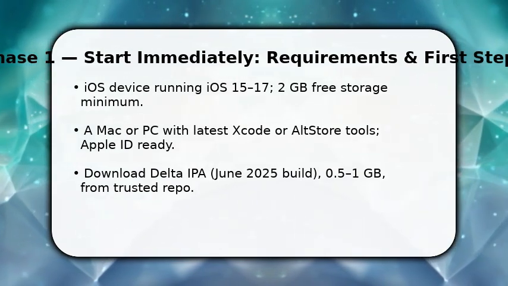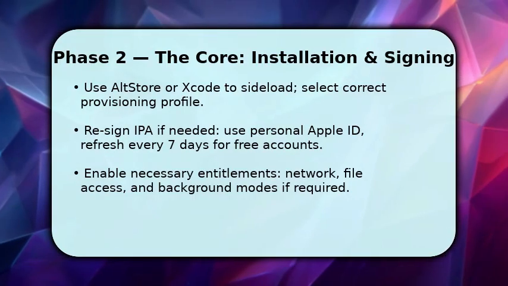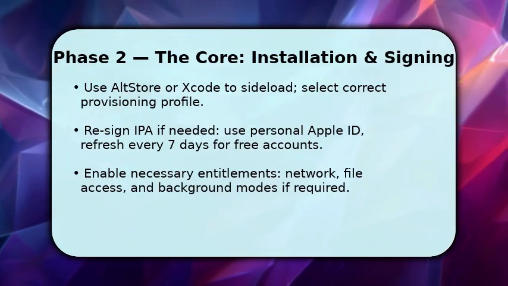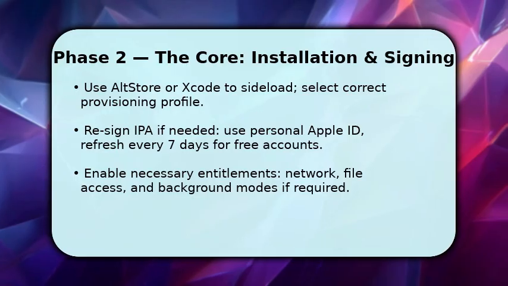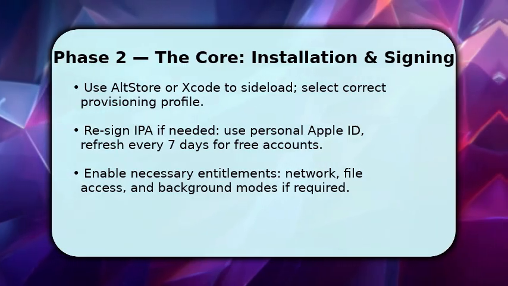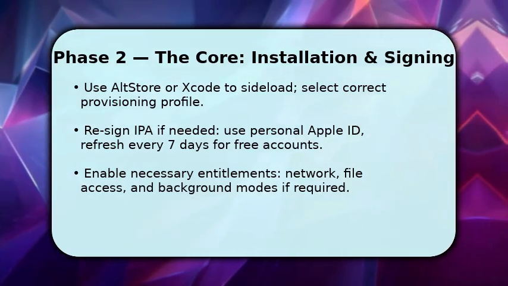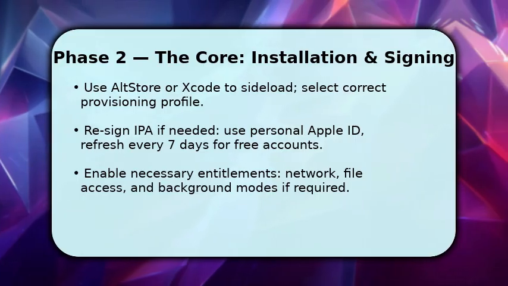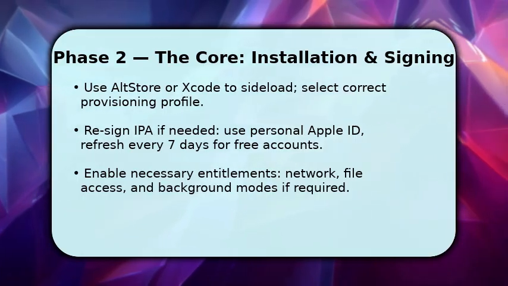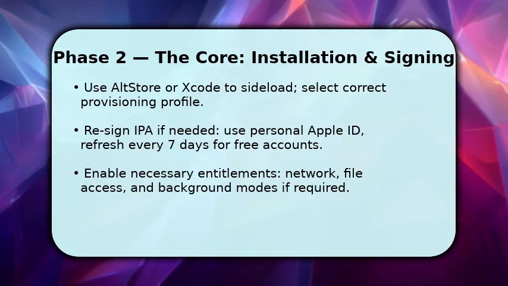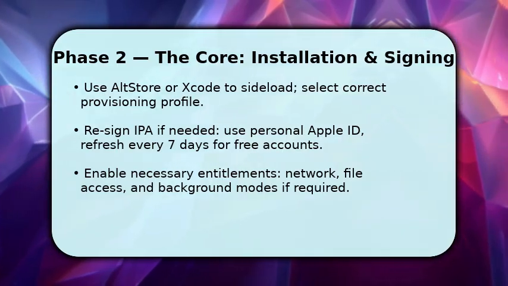You'll now install and sign Delta. If you use AltStore, connect the device and refresh your account, choose the Delta IPA and start sideloading. If you use Xcode, create a simple project, set your team with your Apple ID, and install the IPA via devices and simulators. Make sure to re-sign using your personal profile.